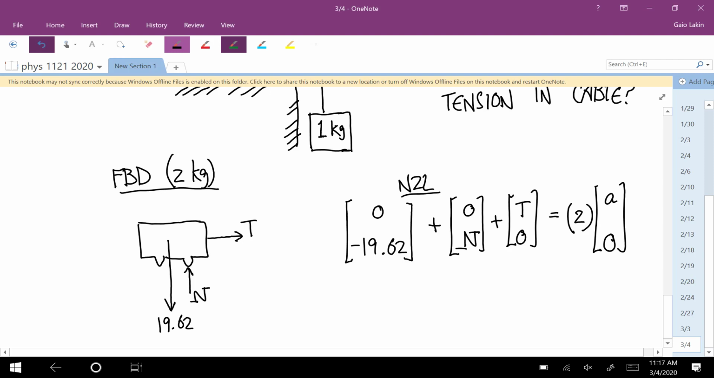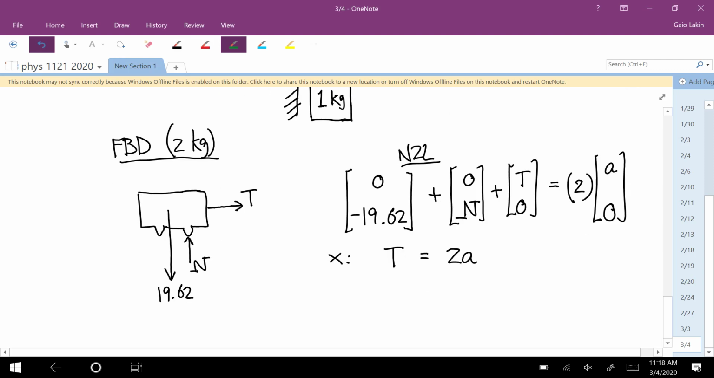And from this, we get two equations. We get an x equation that says 0 plus 0 plus T is equal to 2a. And we get a y equation that says negative 19.62 plus N is equal to 0. So N is equal to 19.62.